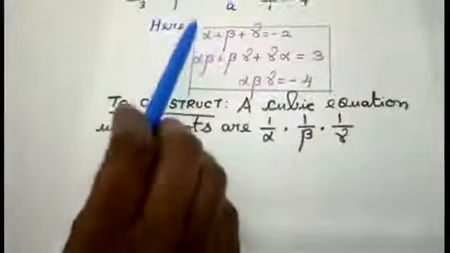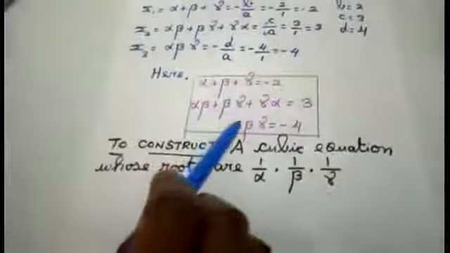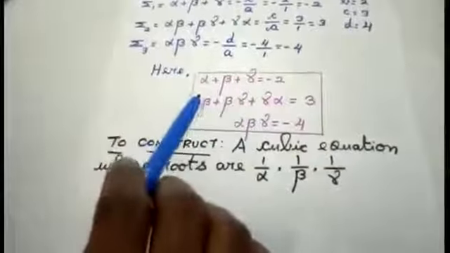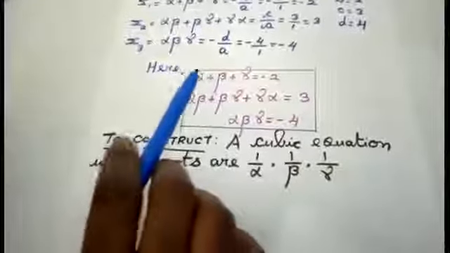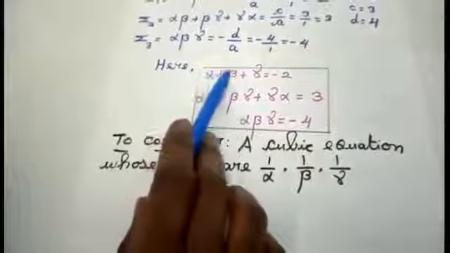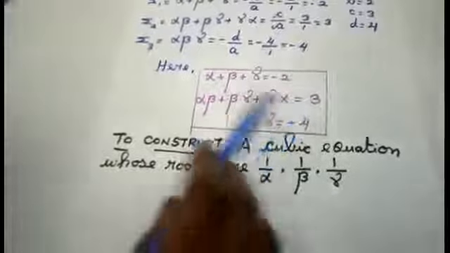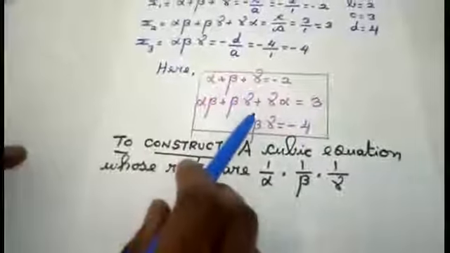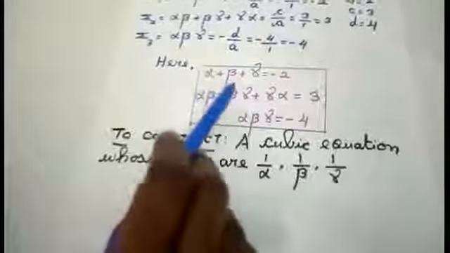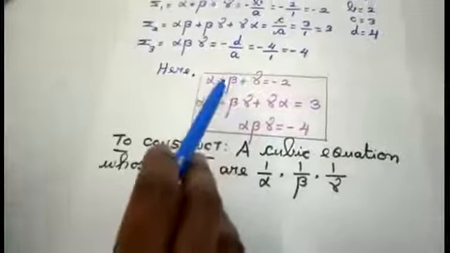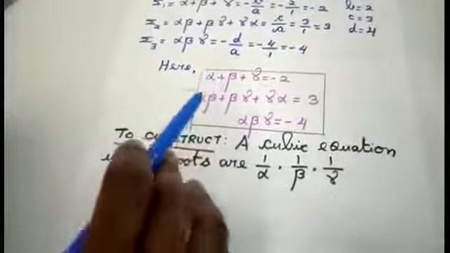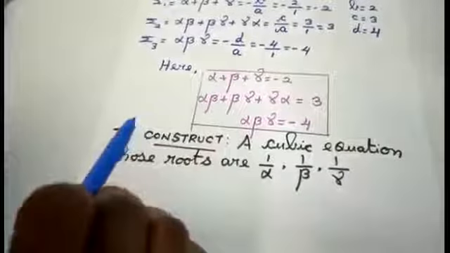Here, summation 1, summation 2 and summation 3, we found out the values, students. Instead of summation 1, 2 and 3, I am writing those values, that is alpha plus beta plus gamma, and so on. I am writing only the values that I got here. Using these three values, we are going to form a cubic equation whose roots are 1 by alpha, 1 by beta and 1 by gamma.